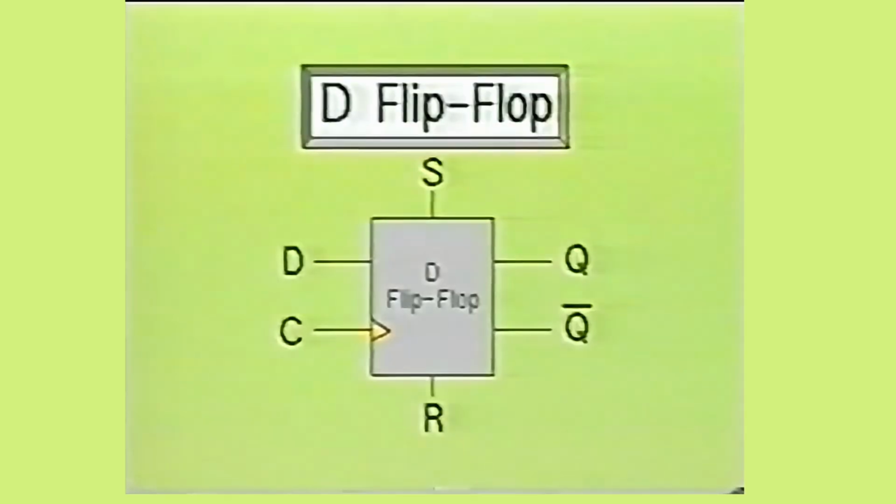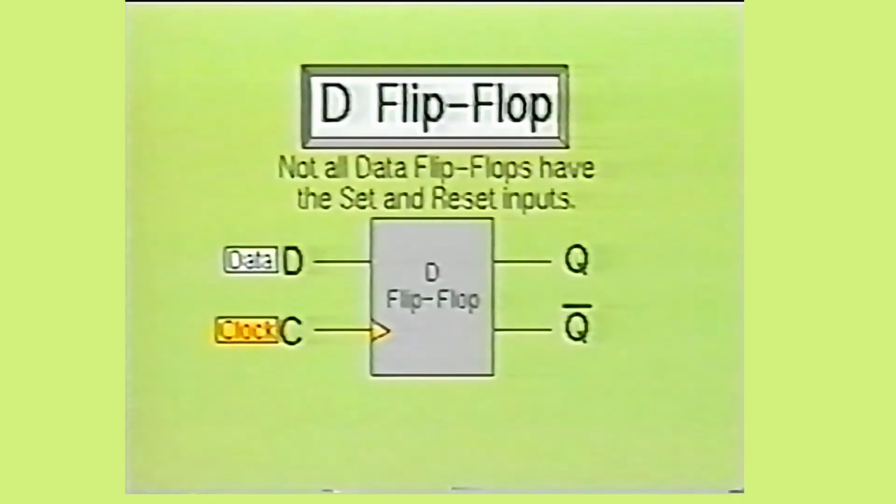Next, we will examine the D flip-flop. The D stands for data. If you will look closely, you will see this flip-flop has two additional inputs. One is labeled D and the other is labeled C. D is for data input and C is for clock input. You will find, however, that some D flip-flops will not have the set and preset inputs. They were mentioned so you know they are available.